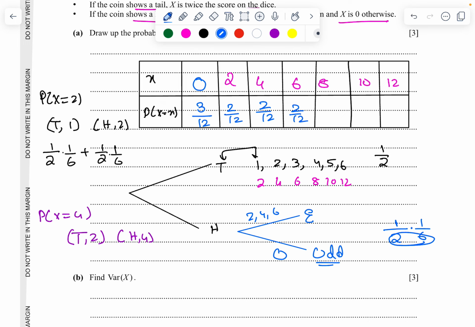But for 8, let's try for 8. How can I get 8? Probability of x equals 8 means tail and 4. That's all. Tail is 1 upon 2 and 4 is 1 upon 6, which is going to be 1 upon 12. Then 10 is also going to be the same, 1 upon 12. 12 is also going to be the same.